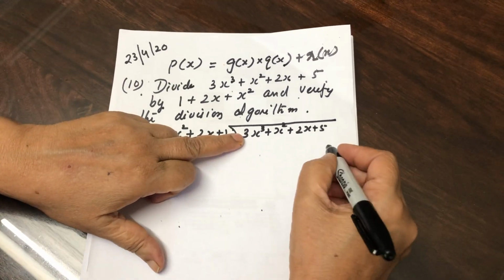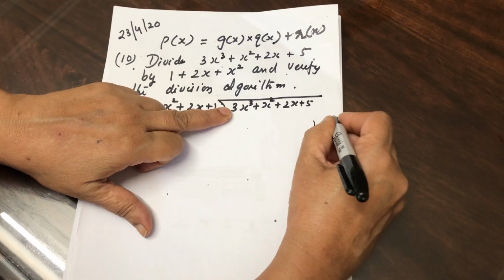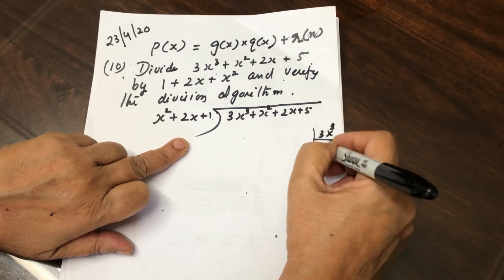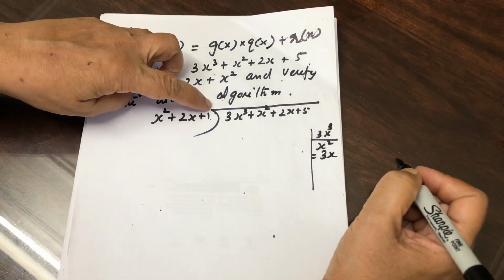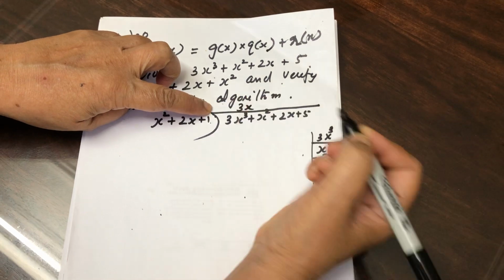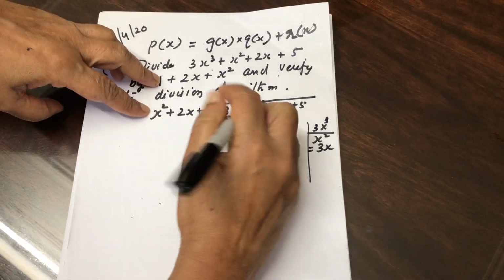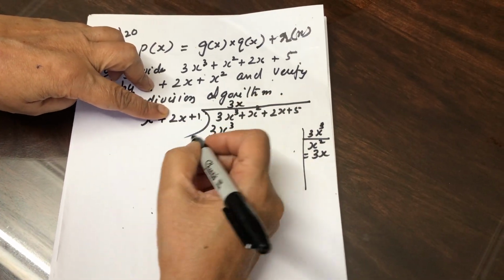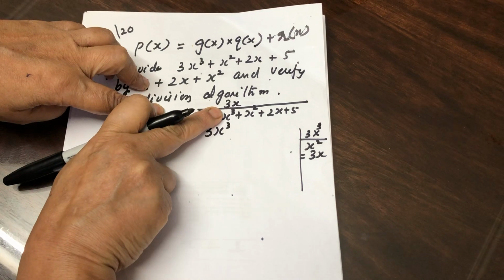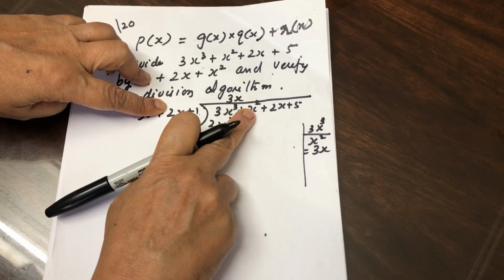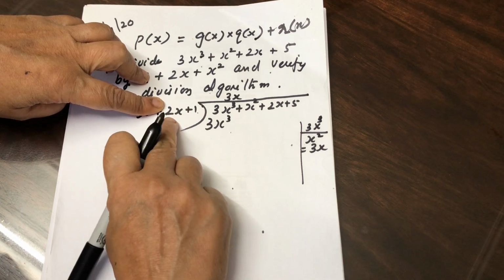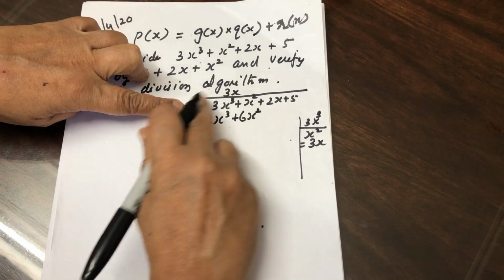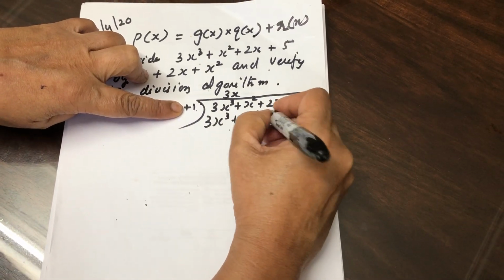As I have told you, first you divide 3x³ by x². The x² will be cancelled, so the answer is 3x. Here the first quotient is 3x. Then you multiply x² into 3x, 3x³, 2x into 3x is 6x². So you write down 6x², then plus 1 into 3x is 3x. So you write down 3x here.